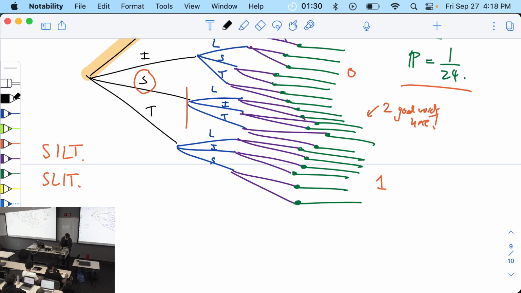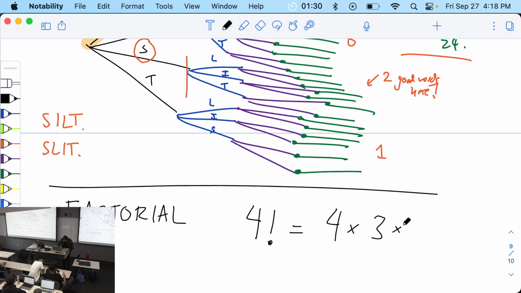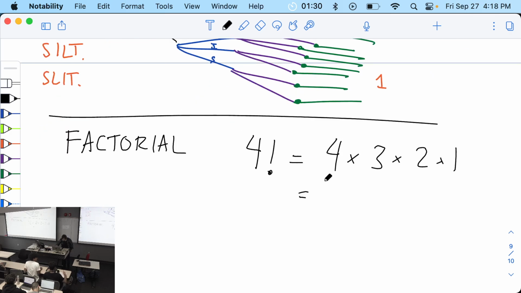One last important thing I want to tell you, and the reason we're doing this, is this 24 idea is so common, it has a name. And you must know the name. The name is factorial. Factorial. And factorial looks like this. You write 4 factorial. That means 4 times 3 times 2 times 1. This is the number of branches in this kind of tree.